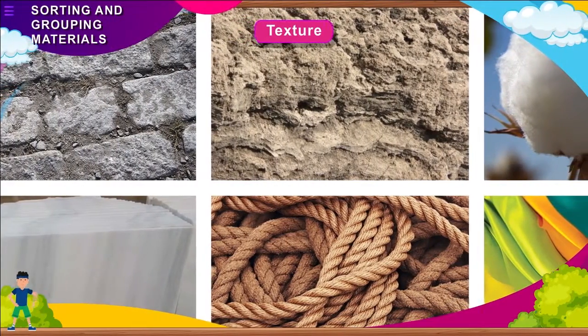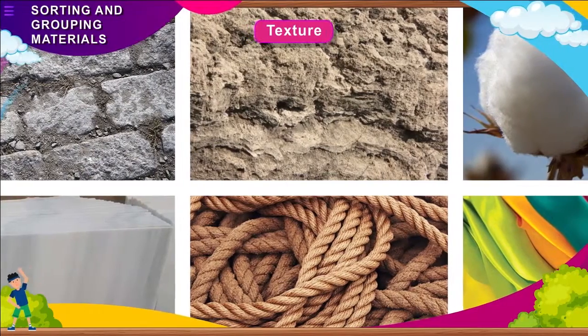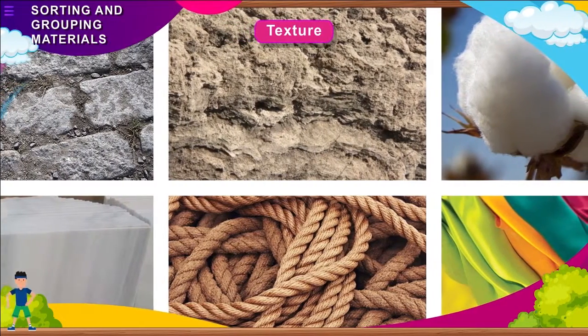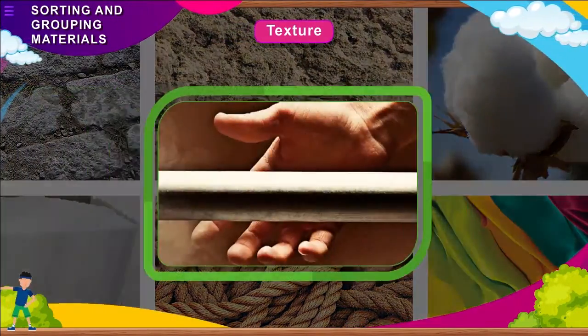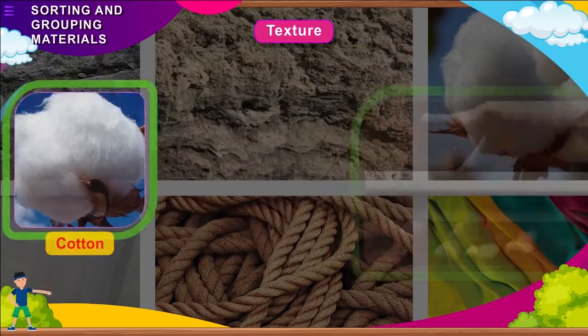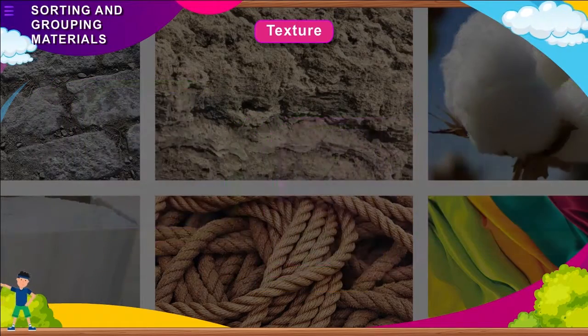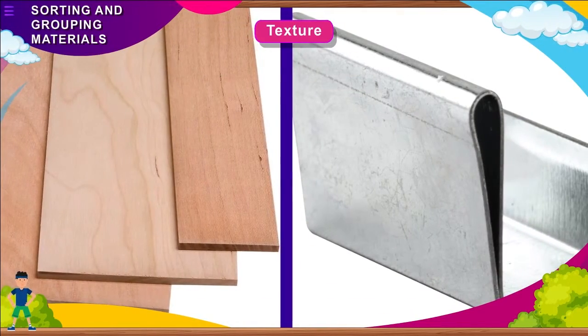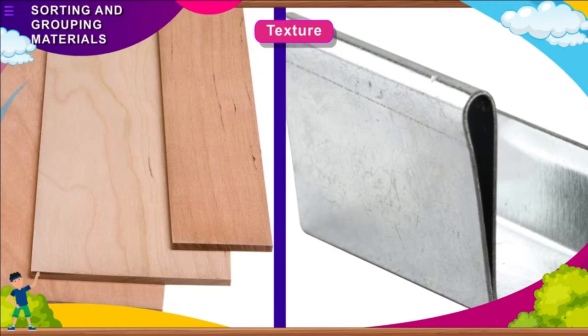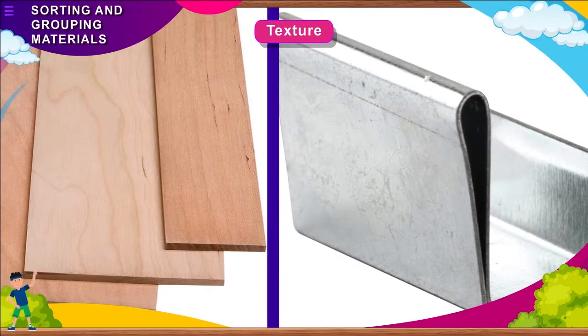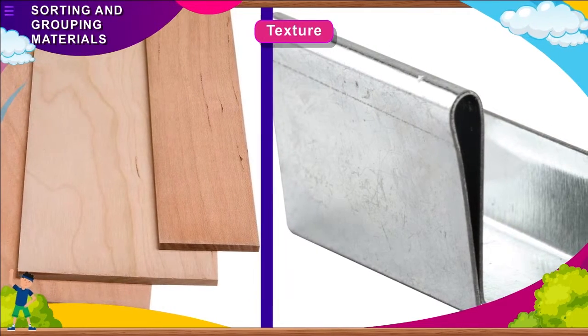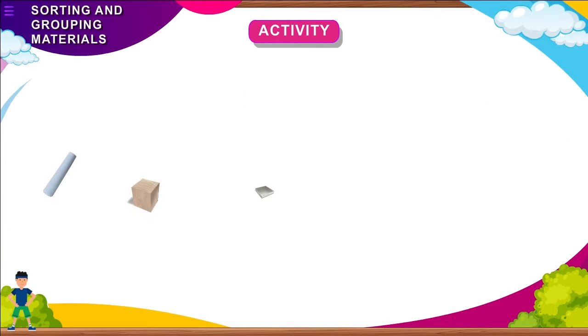Texture. There are some materials that feel hard, while others feel soft when touched by hand. A piece of metal feels hard, while cotton, wool, or sponge feels soft. But between a piece of wood and metal, it is difficult to make out which is harder, because on touching, both feel equally hard.